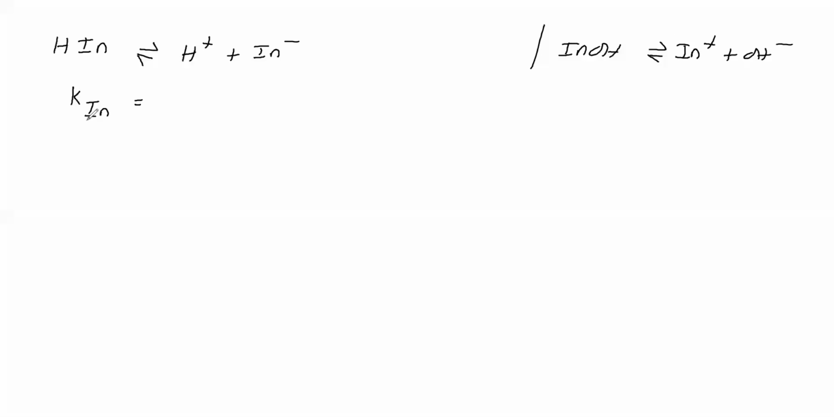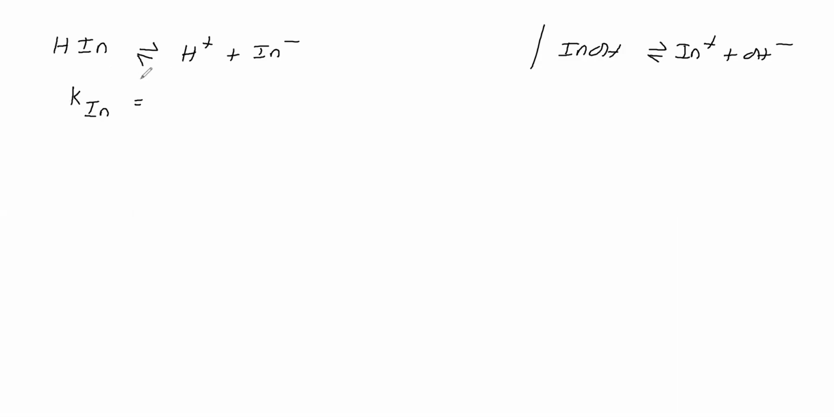Suppose a basic indicator, we will write it as INOH. This acidic indicator on ionization gives H plus and IN minus. So an equilibrium is possible in the aqueous solution of an acidic indicator, and similarly for a basic indicator. Now we will write the equilibrium constant, that is K IN, the indicator dissociation constant. We can call this equilibrium constant the indicator dissociation constant because the indicator is dissociating.